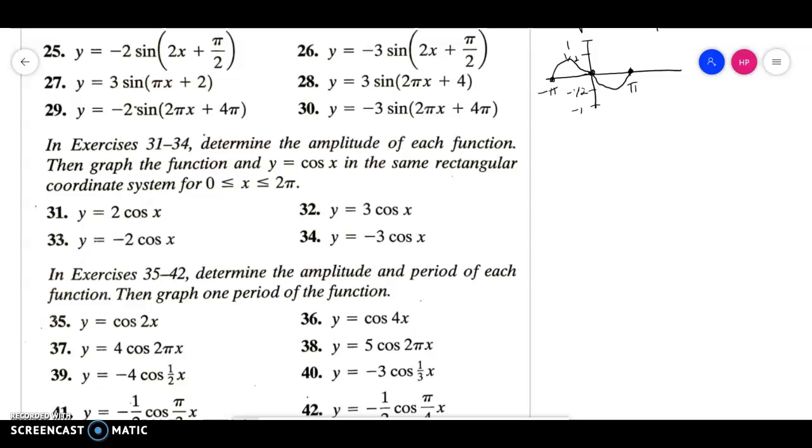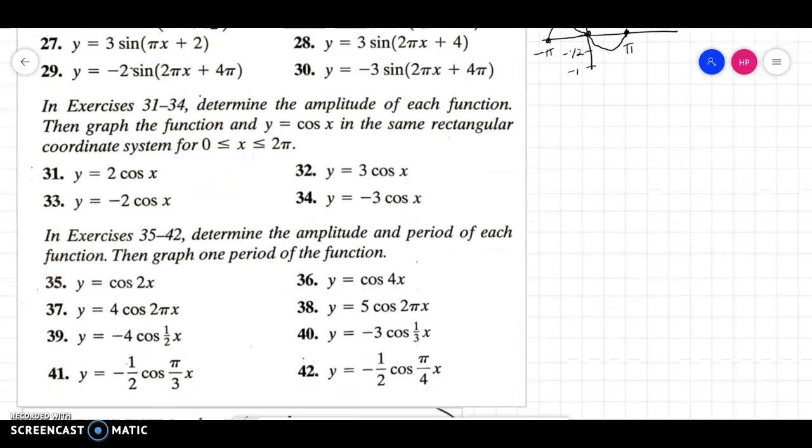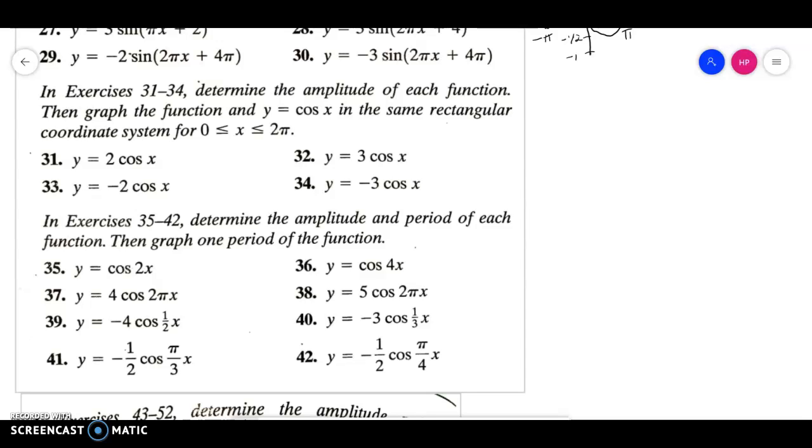So this is just same directions, baby steps again, the amplitude for each one. So for 32, my amplitude would be 3. So for my cosine function, -3 would be my minimum, and +3 would be my maximum.